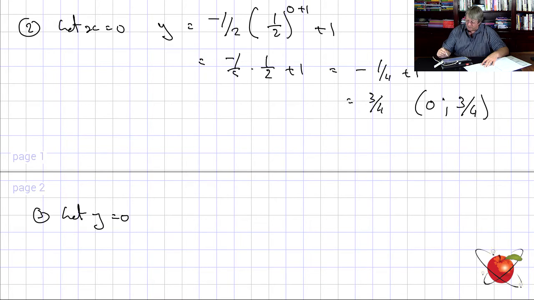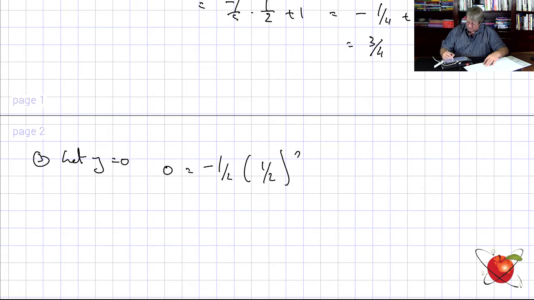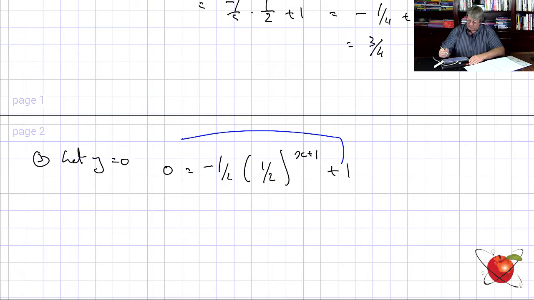Okay. And the other thing is if you do those formulas up front for the shape, let me not talk about it, we'll do that at the end. Let y equal 0, so I say 0 is going to be minus a half to the x plus 1 plus 1. Step 1, always take this to the other side.